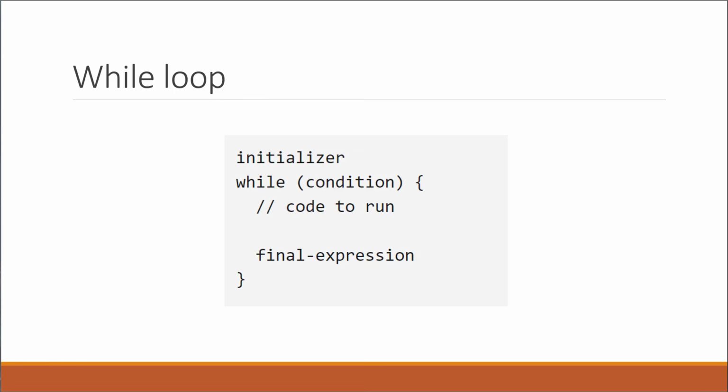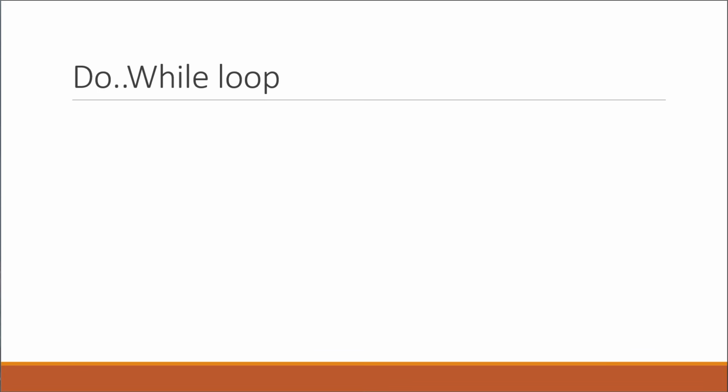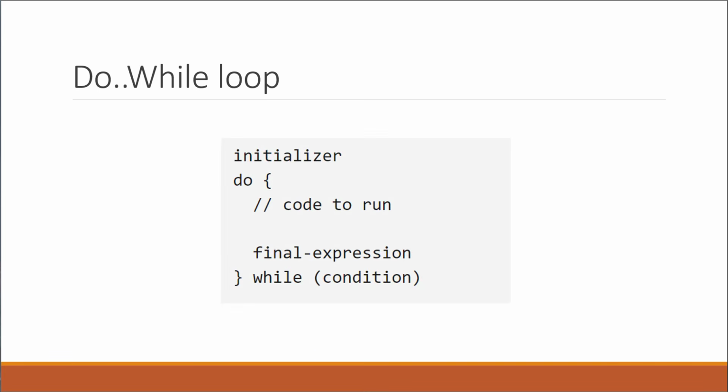Now a variation of the while loop is the do while loop. The syntax is as follows. The main difference is that the do while loop is always executed at least once. That is because the condition comes after the code inside the loop. Let's head back to VS Code and rewrite the logic with do while.